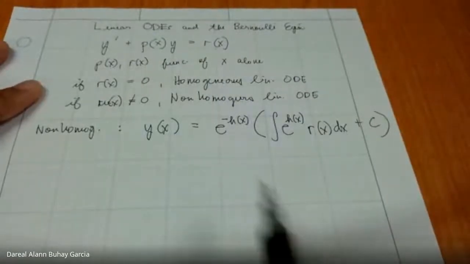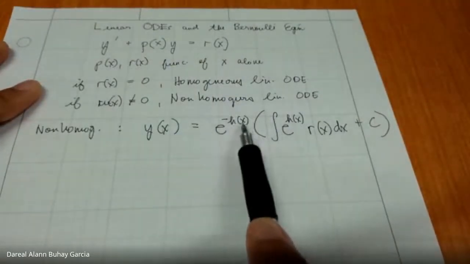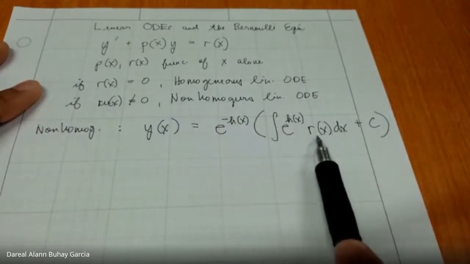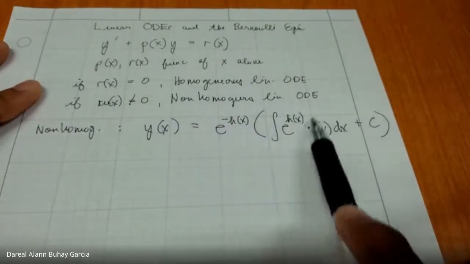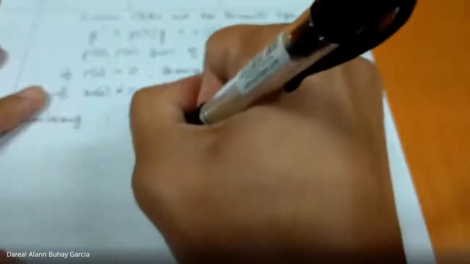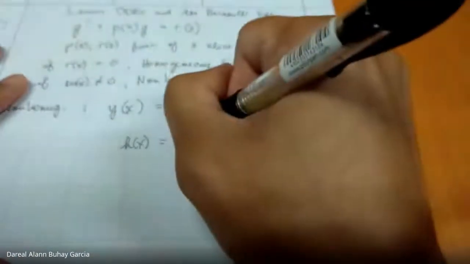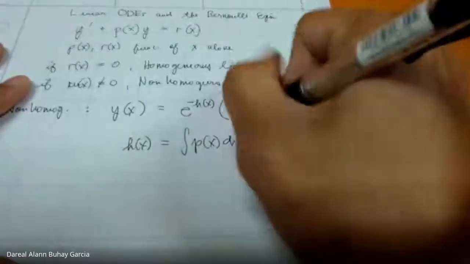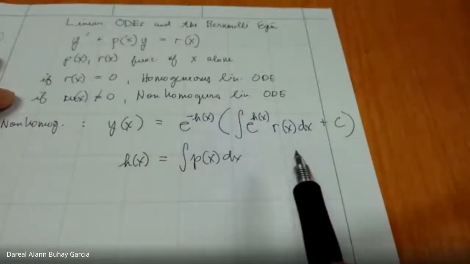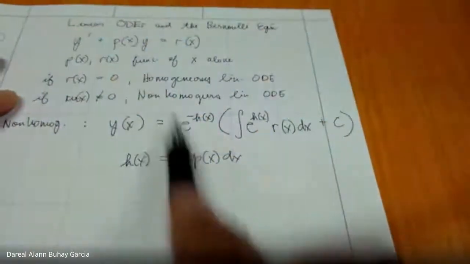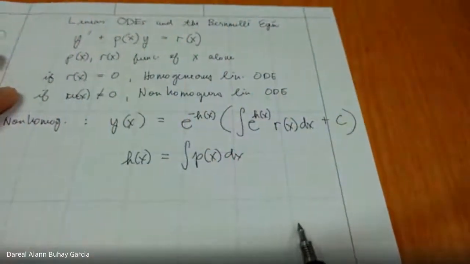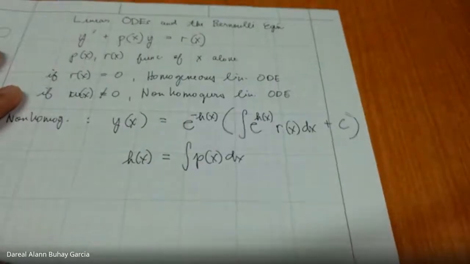Actually, all of these are already given. r of x is given, but where will we obtain h of x? h of x is equal to the integral of p of x dx. So again, everything else is given. r of x is given from the equation, and p of x is also given from the equation. So it's just a matter of plugging in and operating.